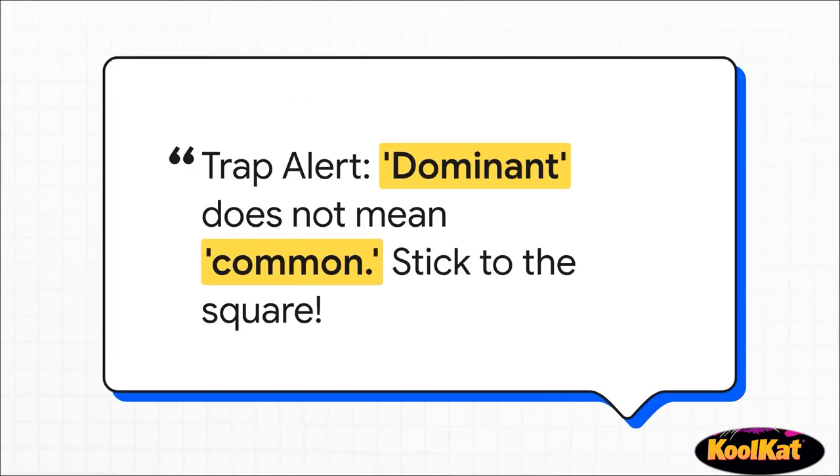Now, hold on, because this brings us to a major trap. It is so easy to think that dominant also means more common or more likely, but that is not always true. Dominant just describes how a single allele acts. Your job on the test is to completely ignore any assumptions and just trust the math you did in the Punnett square. The square never lies.